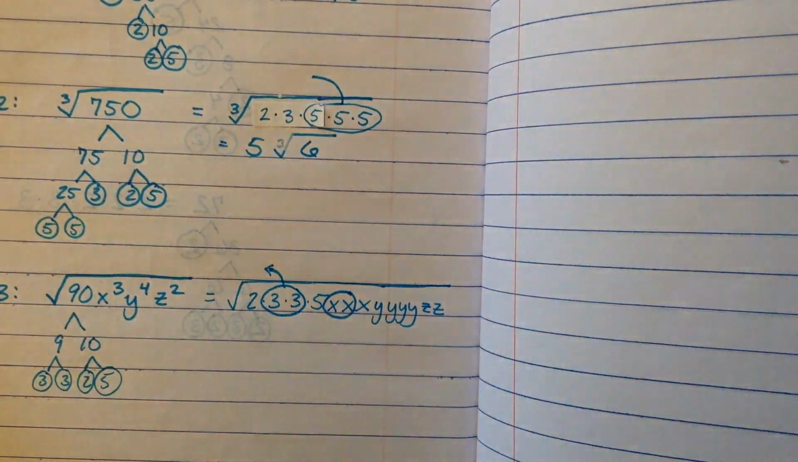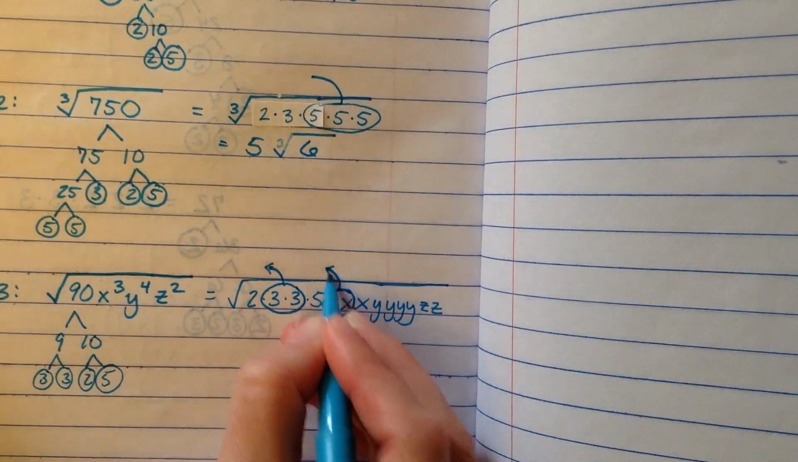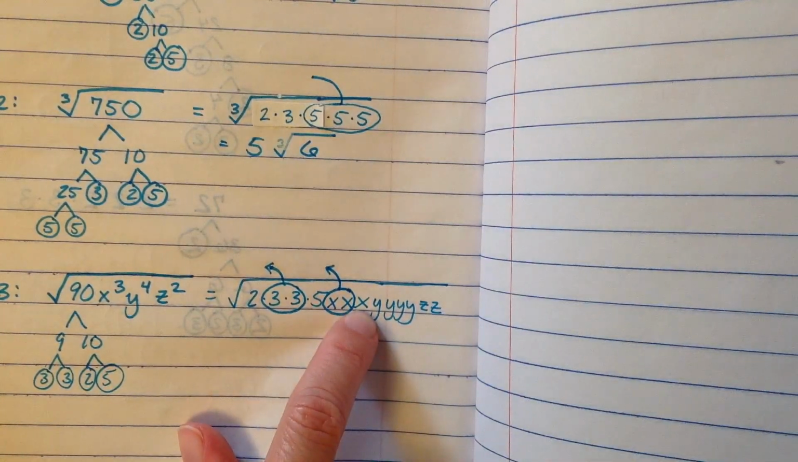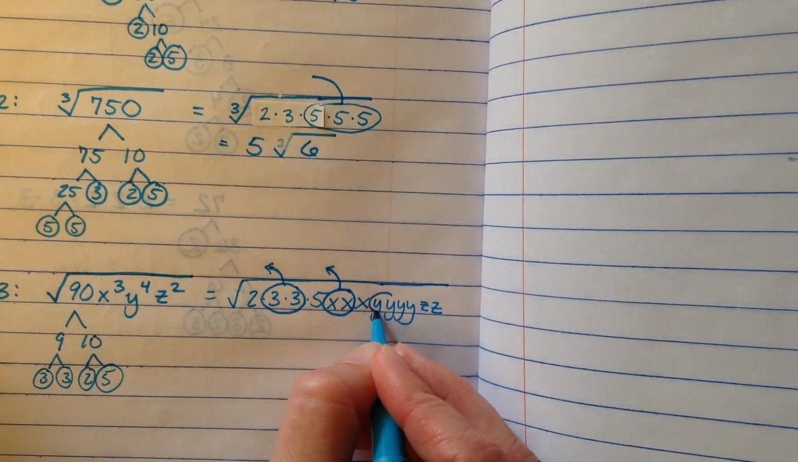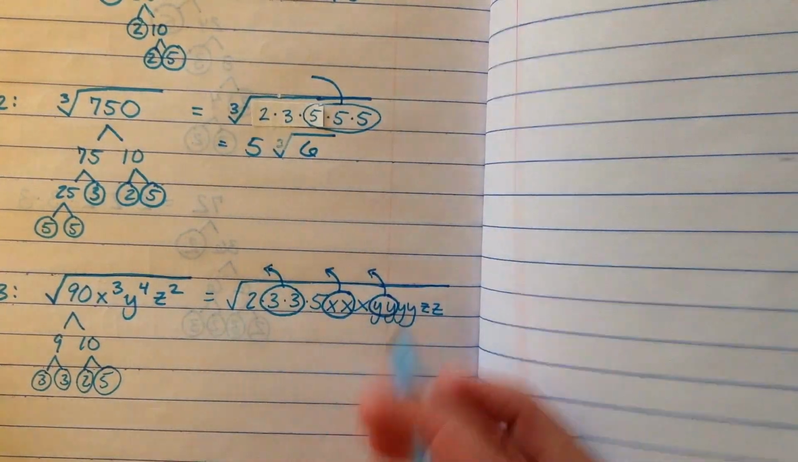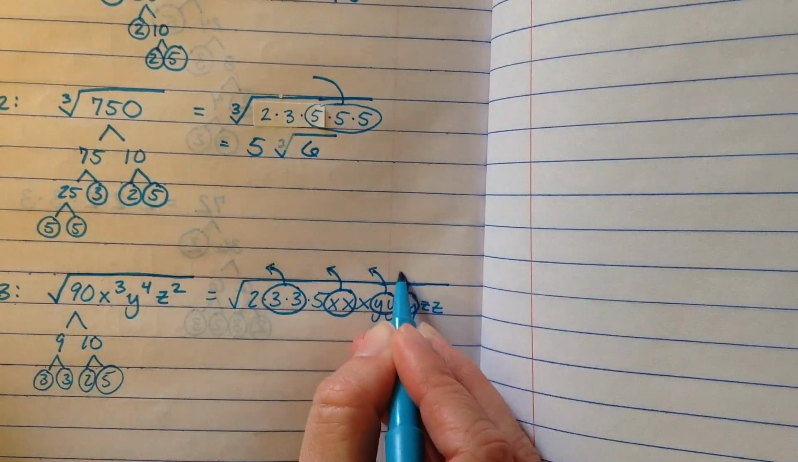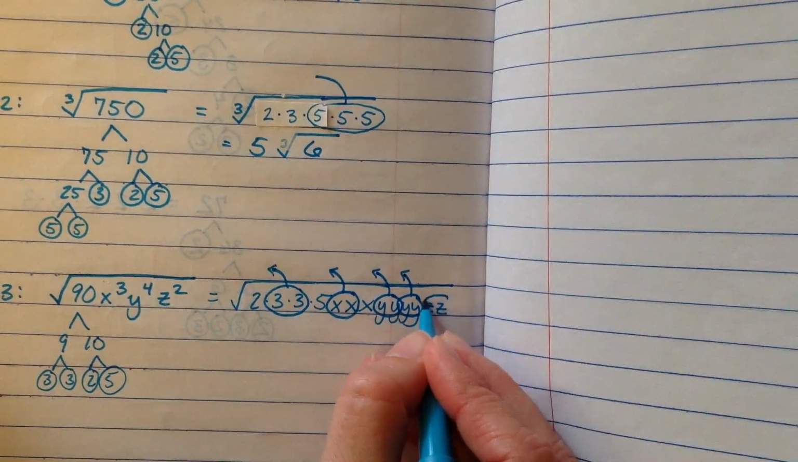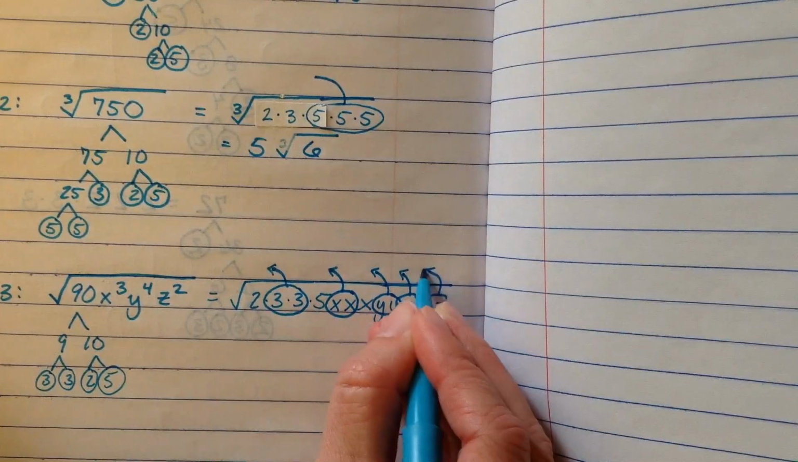So now we have these letters that we have to deal with. So the x's are going to go out. Notice this x does not have a pair, so he's going to stay in. The y's, however, there's a group of 2 y's. That's going to go out. There's another group of 2 y's. Remember, we're moving out groups of 2 because our index is 2. And then there's also a pair of z's. And so the z's are going to go out.